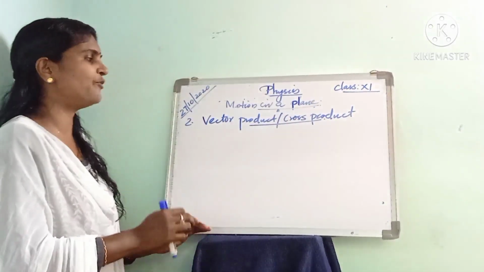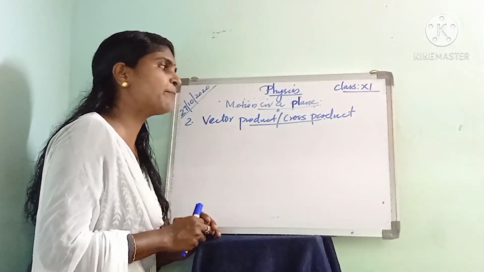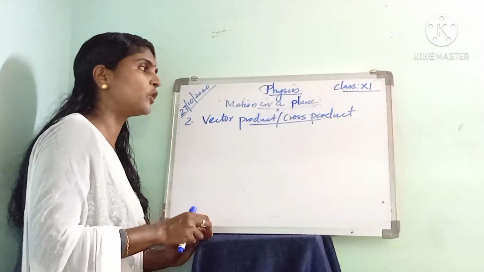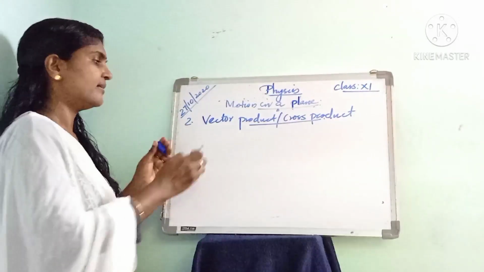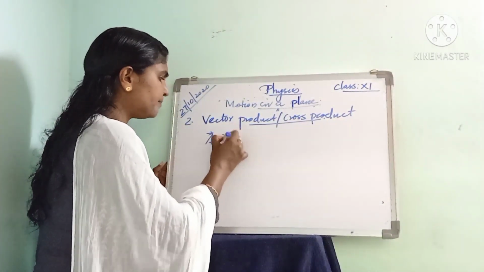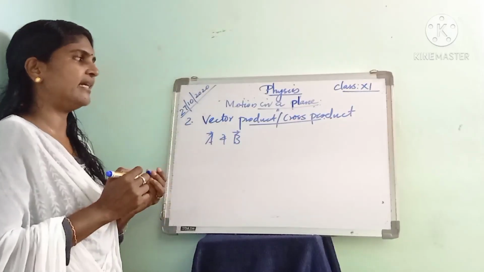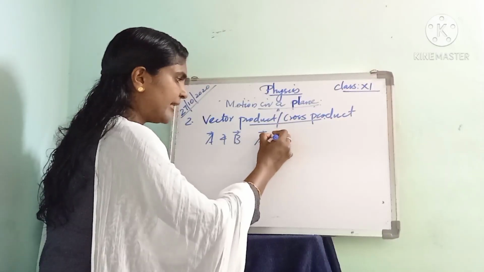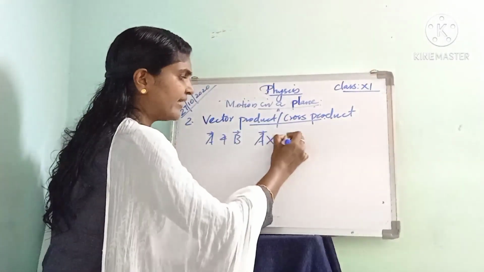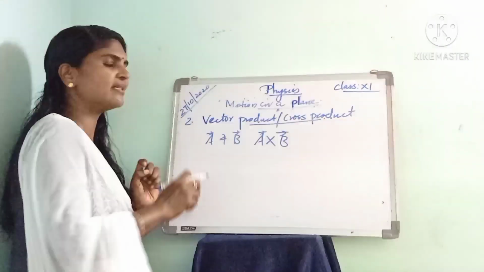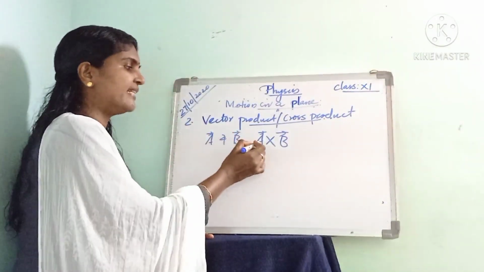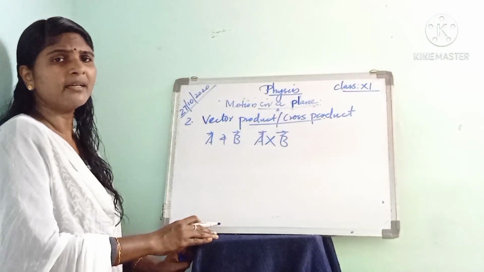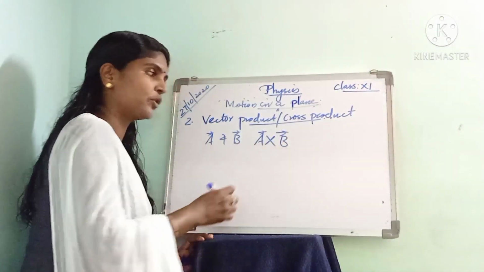The next method of multiplying two vectors is by taking the vector product, or the cross product. Suppose we have two vectors A and B. We can represent the vector product as: first write the vector A, then put a cross, then vector B. This can be read as A cross B.